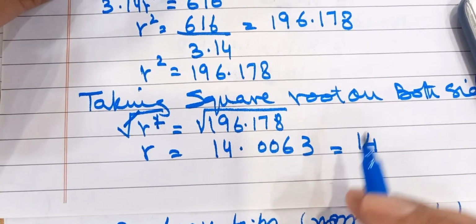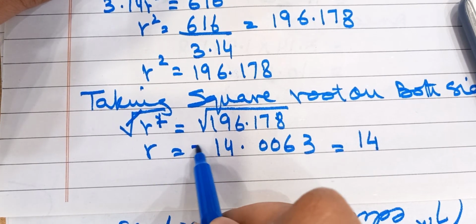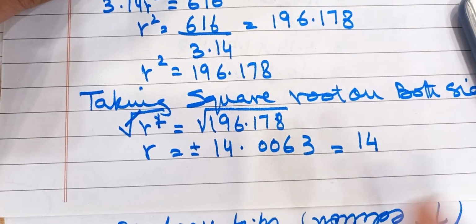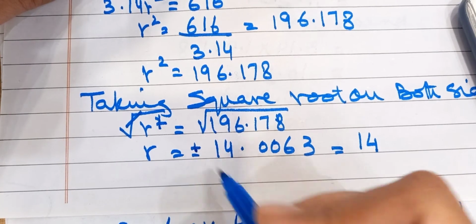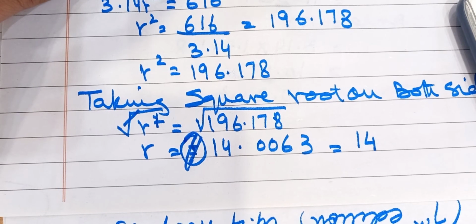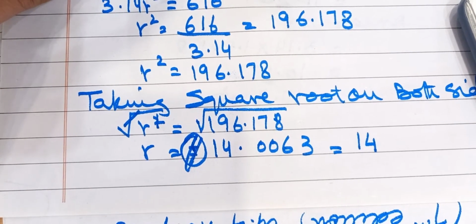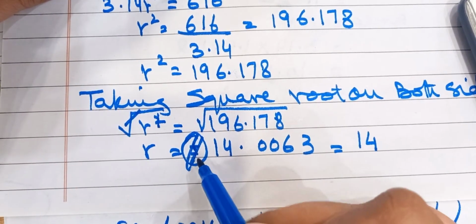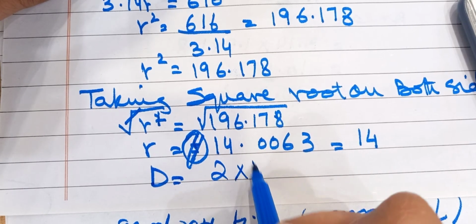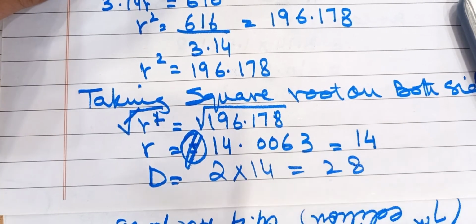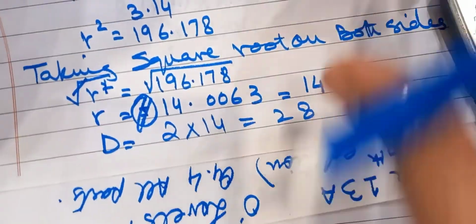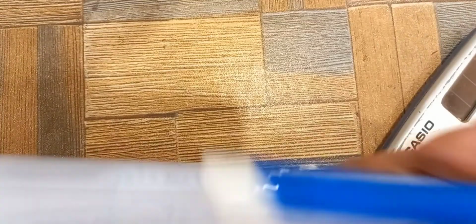One thing more, whenever there are square roots, we use plus and minus signs with the quantity we get. Here we are not using minus signs because lengths are never negative. Lengths or areas or circumferences are never negative, so we have not used the plus minus sign. So this is radius. We can get the diameter by multiplying radius with 2 and we get 28. Now we have to find out the circumference.